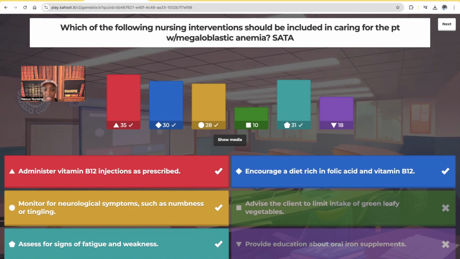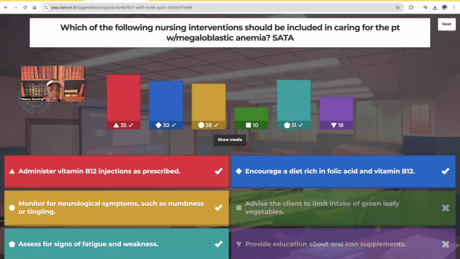How about advising the patient to limit the intake of green leafy veggies? Absolutely not. I'm happy only 10 of you guys chose that. Green leafy veggies are important. Why? They increase folic acid. Remember, when it comes to megaloblastic anemia, one of the types of megaloblastic anemia is not having enough folic acid. So you're going to teach them to eat green leafy veggies to get the folic acid that they need.